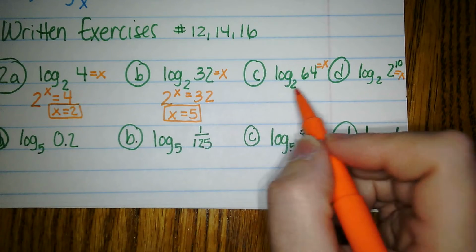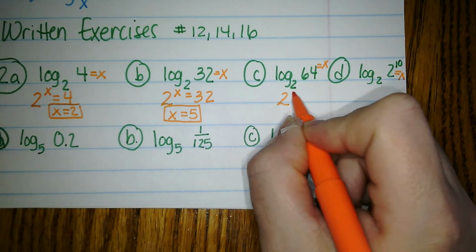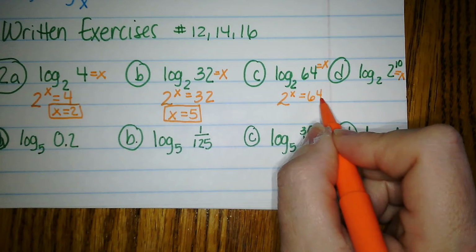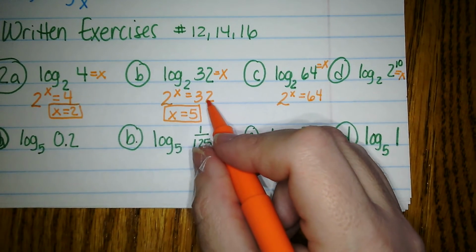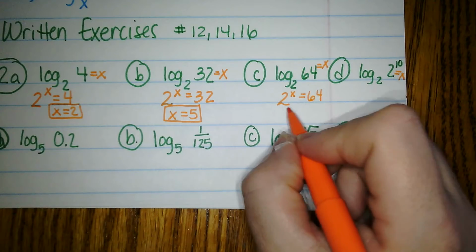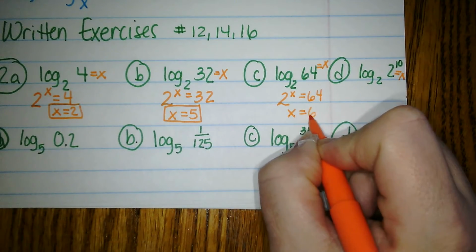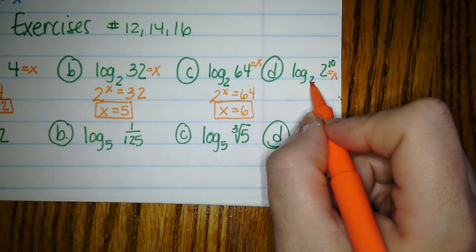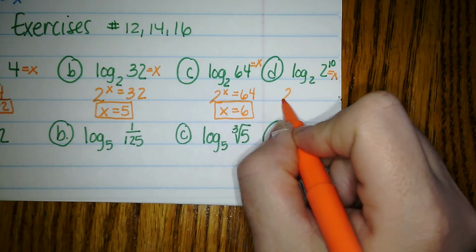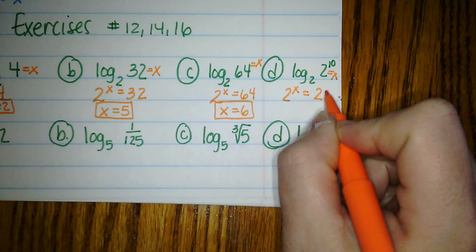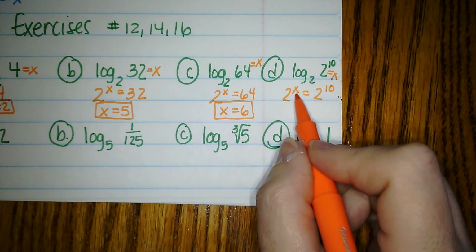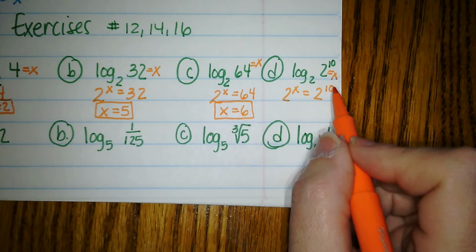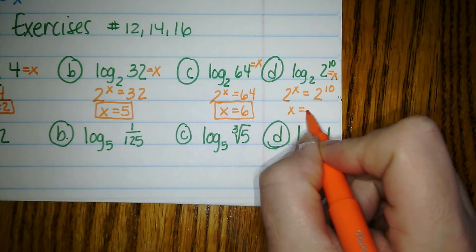Well, here's another one with 2 as the base. This is 2 as the base, x is the exponent, and the answer is 64. Well, that's one more power of 2 than 32, so x has to be 6. And then, of course, we have 2 to the power of x equals 2 to the 10th. So if we're looking for x, then our x answer has to be 10. X is 10.